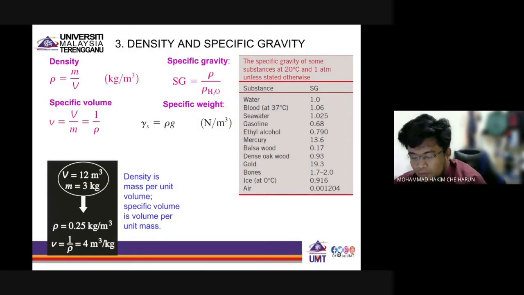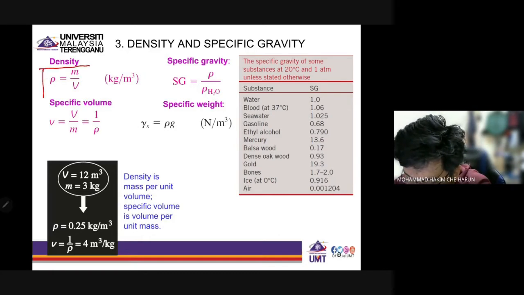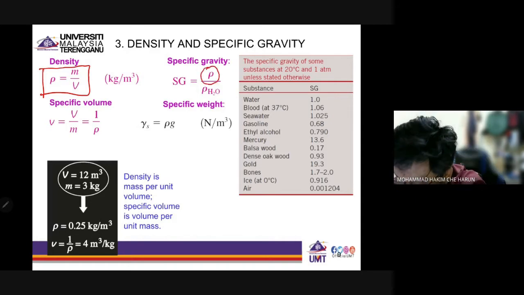Right. The next one, the third one, is the density and specific gravity. So I think from your SPM, your O level, your A level previously, you have seen what the density formula is about. Density equals mass divided by volume. Mass is like weight, and volume is in meter cubed. The volume, isi padu. Okay, the specific gravity is the ratio of the density of a substance to the density of water. The specific gravity of water usually comes as 1,000.